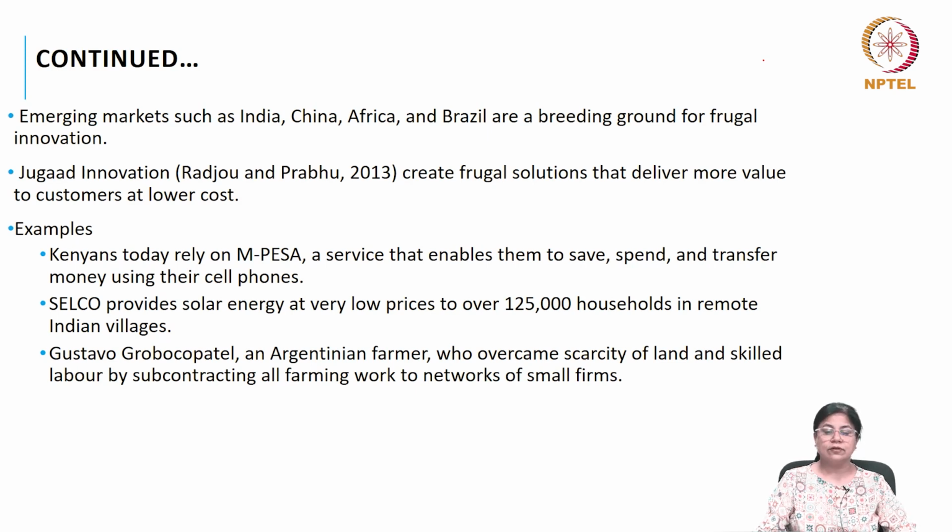Selco, which provides solar energy at a very low price, and Gustavo Grobocopatel, an Argentinian farmer who overcame scarcity of land and skilled labor by subcontracting all farming work to a network of small firms.